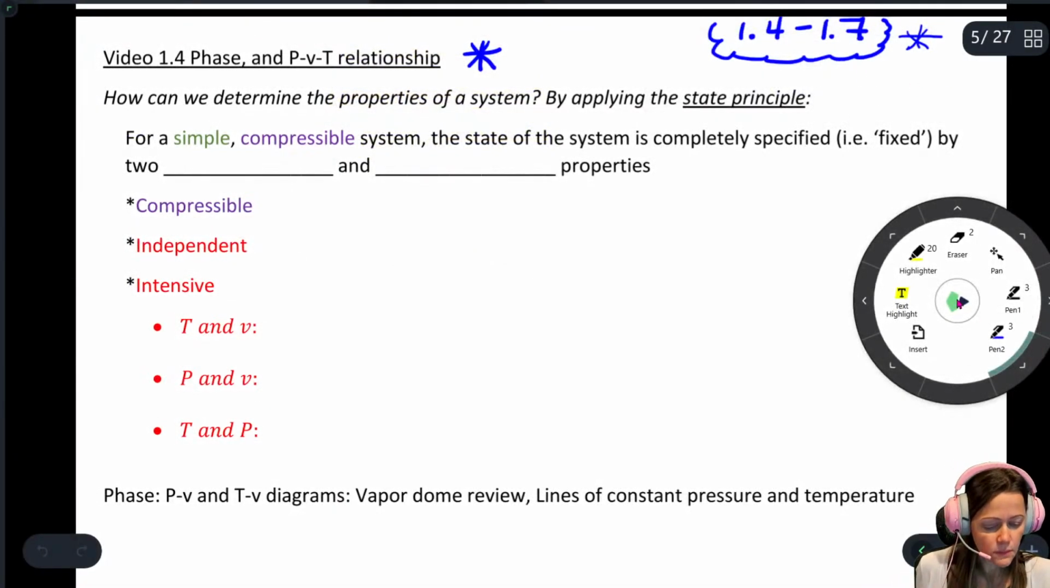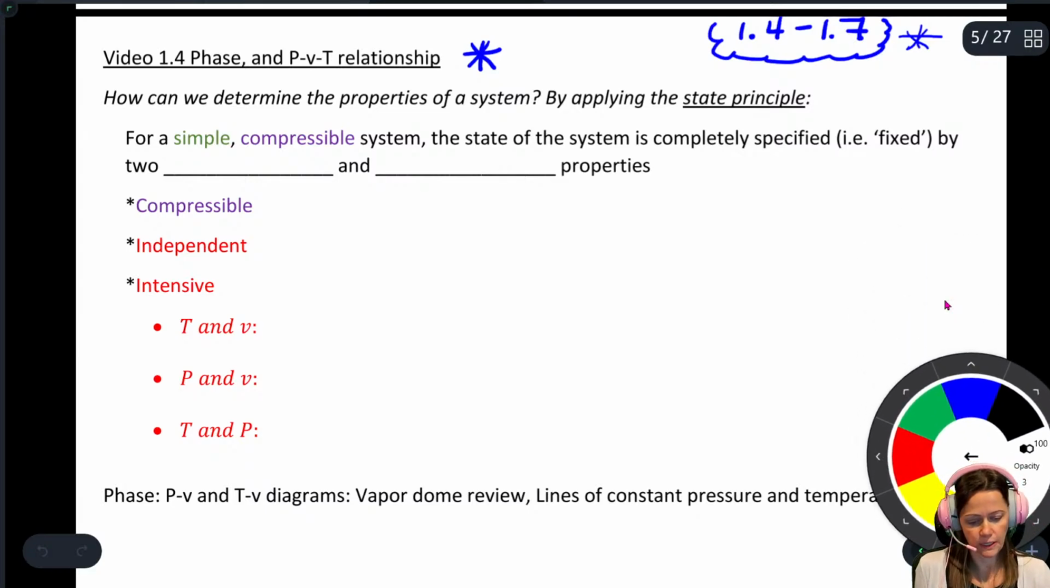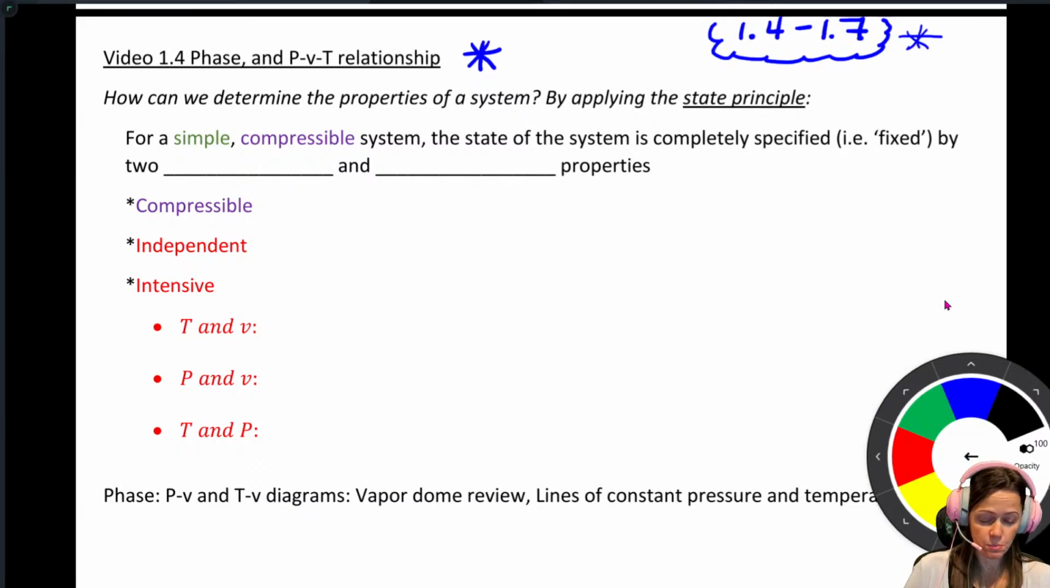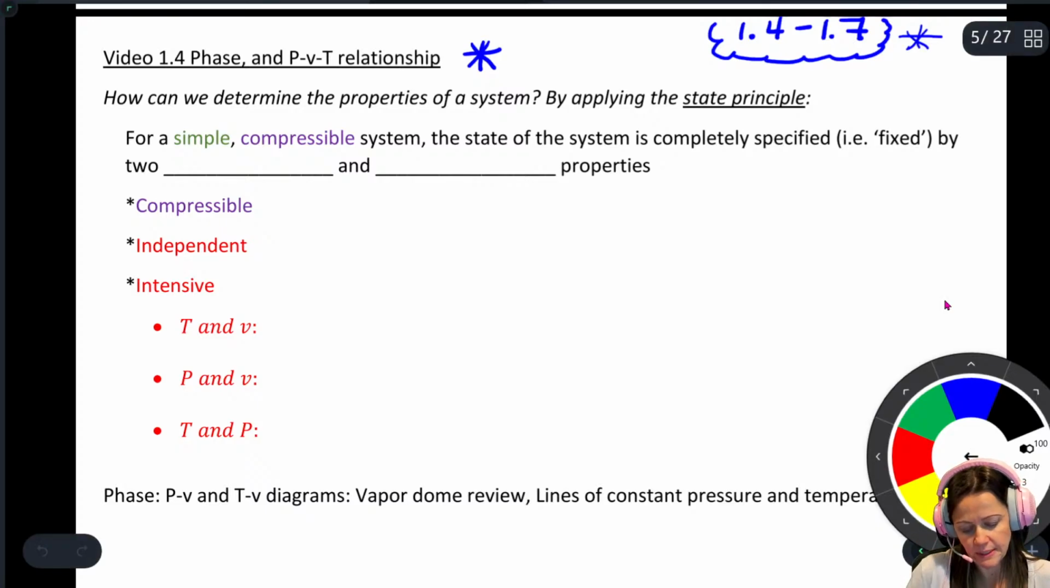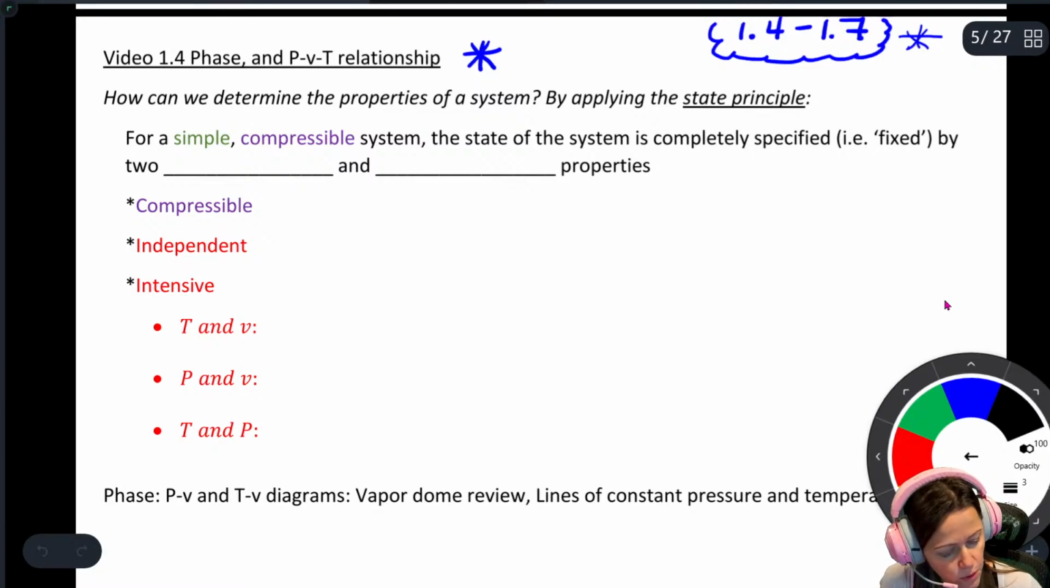All right. So hopefully everybody's watched the videos 1.4 through 1.7, because it is a pretty loaded material there. But this is all determining the properties of a system and figuring out how to fix the state. If I know a handful of properties, I can figure out any other properties associated with that system. So the state principle says for a simple compressible system, the state of the system is completely specified, fixed by two independent intensive properties.